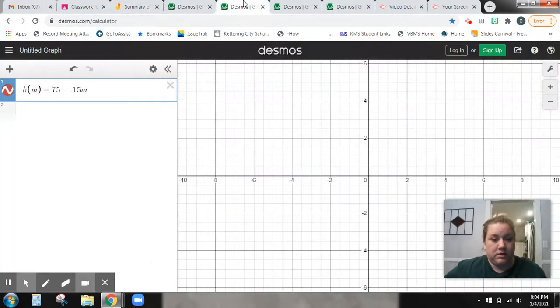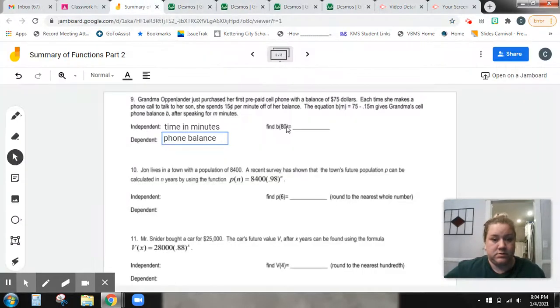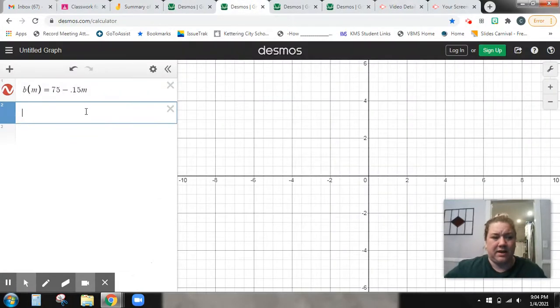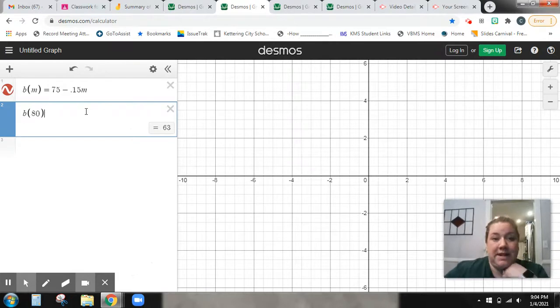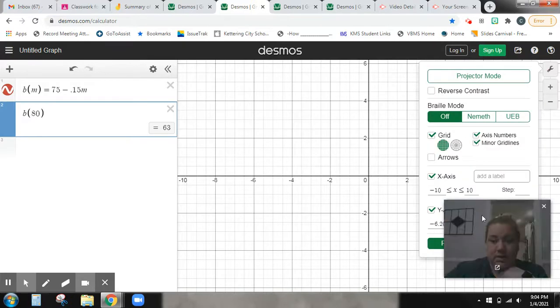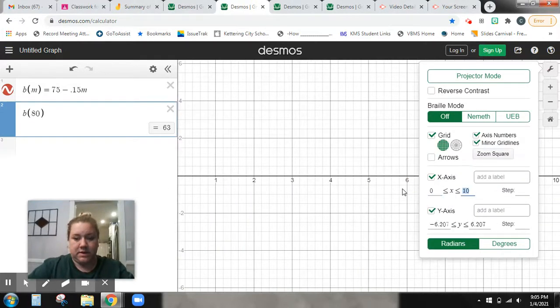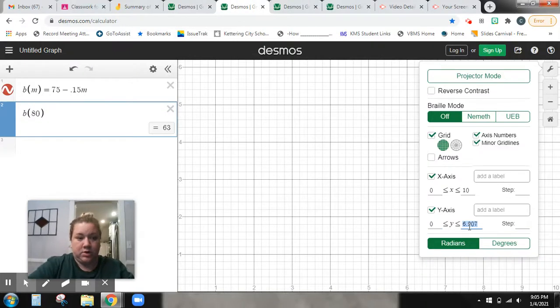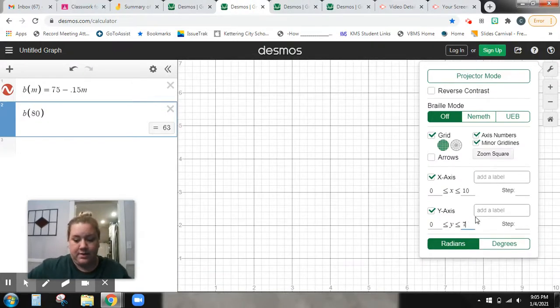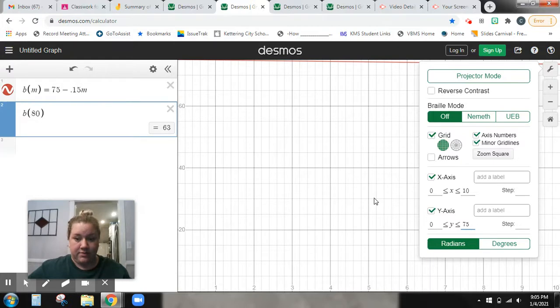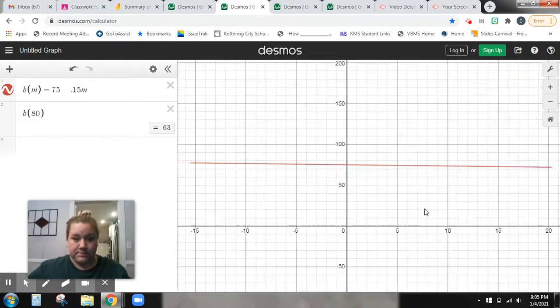Okay? Plug it into Desmos. It's asking B of 80. What does that mean? It's saying the balance after 80 minutes is 63. And if I look at this on the graph, my x-axis, we know it's going to start at 0 because it's a real world problem. We're only going to be looking in quadrant 1. My y-axis is going to be 0, 2. I started at 75. Whoop, not that high. I started at 75. So there it is, right?